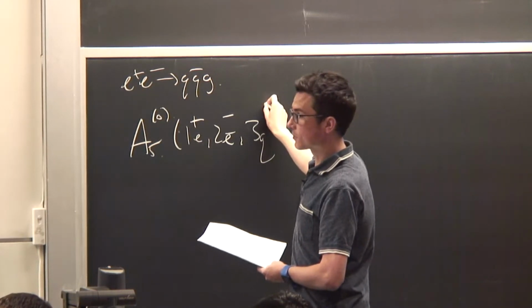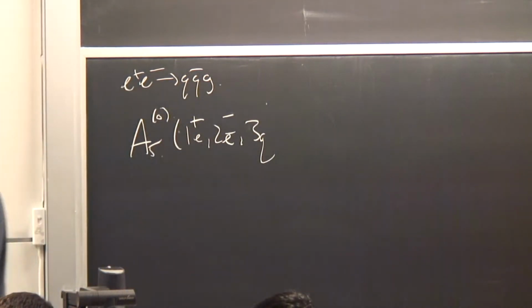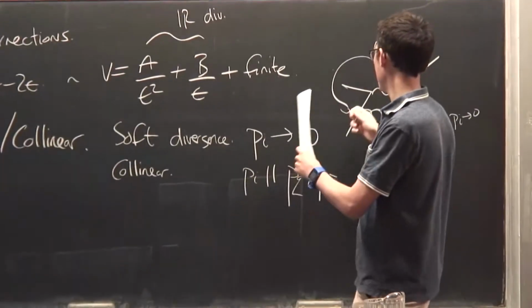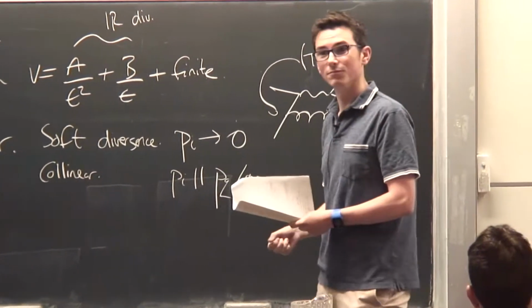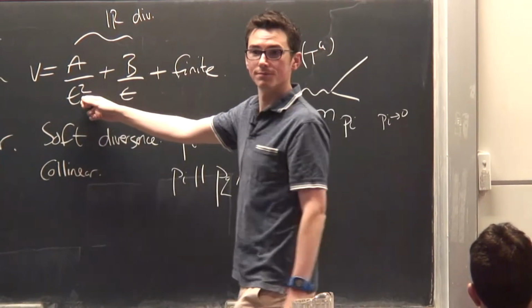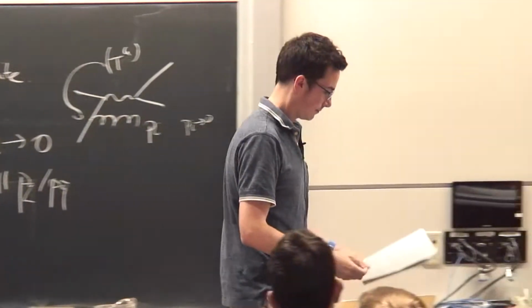Why does it appear as 1 over epsilon squared? Excellent question. It appears because there's a region of phase space where I can do both. I can be both soft and collinear, and so I get both kicks simultaneously, and that is what gives me the second pole. That's a good question.